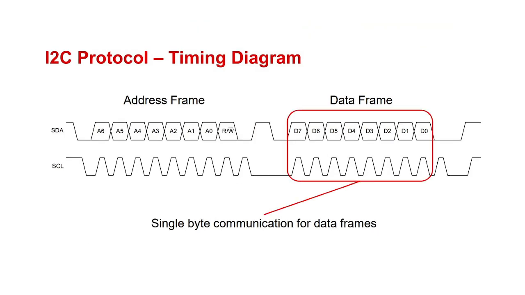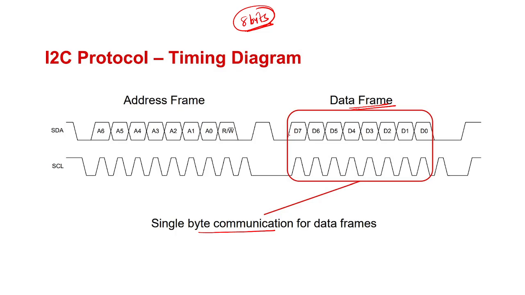After that, suppose the slave tells that it is ready. After the slave says it is ready, the master will send 8 bits of data. This is the data frame. Single byte communication. Serial communication means single byte communication only, so you send the 8 bits bit by bit. That is serial communication. Bit by bit it will be sent from the master to the slave.